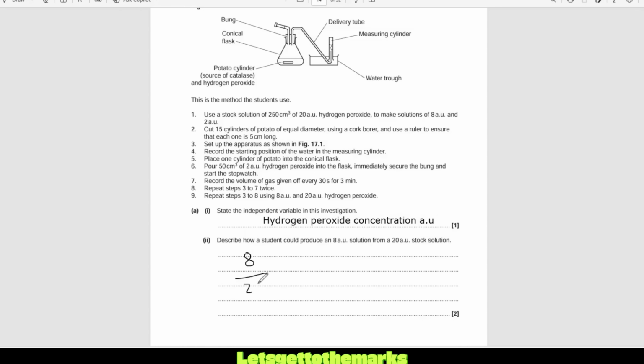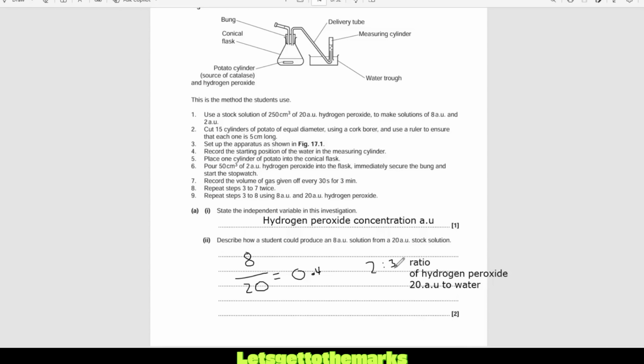Well, 8 over 20, where's my calc? What is 8 over 20? What's that, 60%? So no, 40%. So that's going to be 0.4. So you basically want something to be 40% as strong. So what you're going to do here is, depending on the volume you want, a 2 to 3 ratio. So you want a 2 to 3 ratio of hydrogen peroxide, 20 AU, to water. And of course, you want to use distilled water.